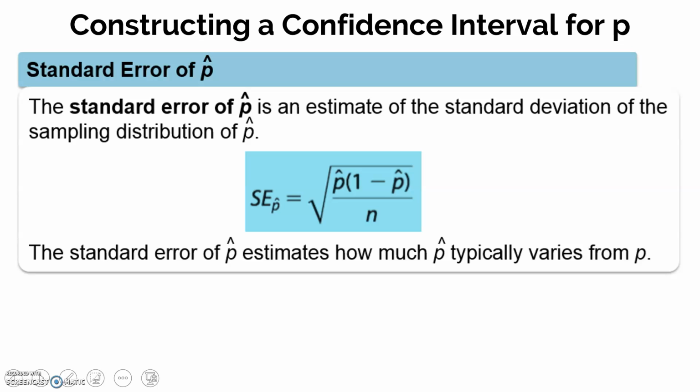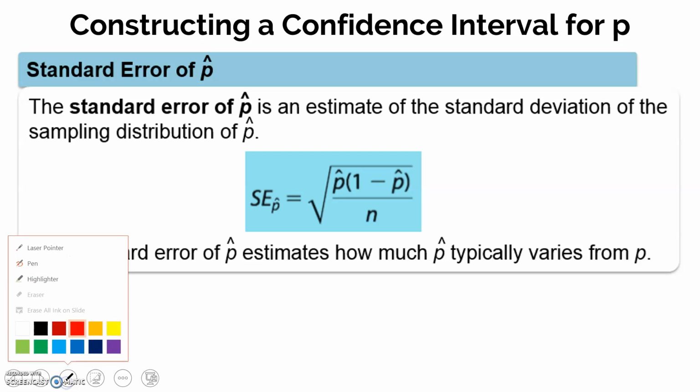Alright, so before we're able to do that, we need to take a look at what's called the standard error of p hat. And the standard error of p hat is an estimate of the standard deviation of the sampling distribution of p hat. And this standard error of p hat estimates how much p hat typically varies from p.